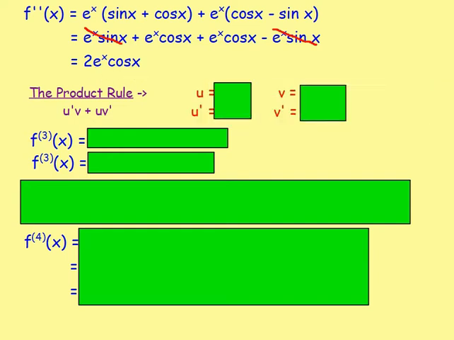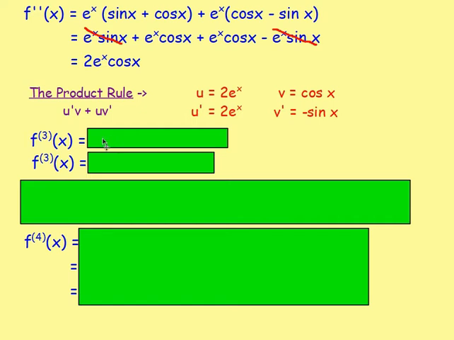So u is going to be 2e to the power of x, and if you differentiate that, well, the 2 will stay as it is, e to the power of x will stay as it is, multiply by the derivative is just 1 if you differentiate x, so you multiply that by 1 so it stays as it is. Differentiate cos x and you get negative sin x.